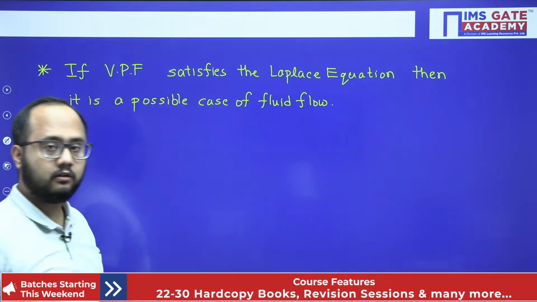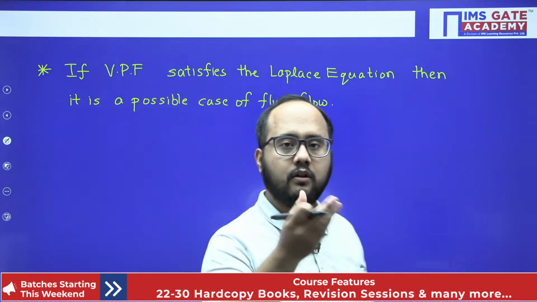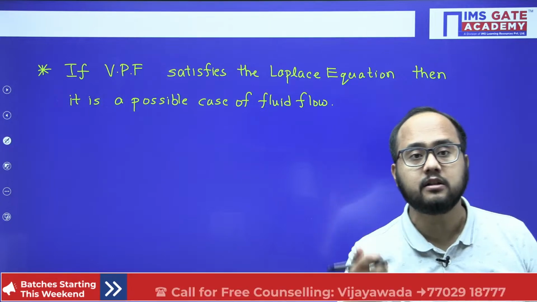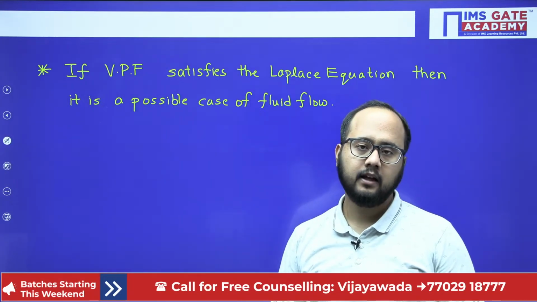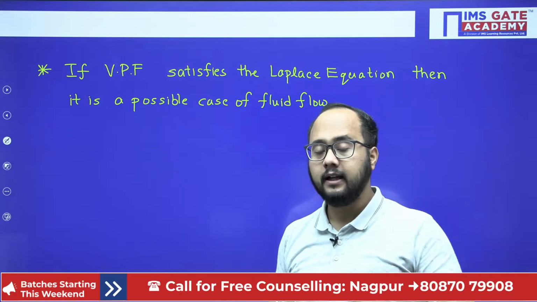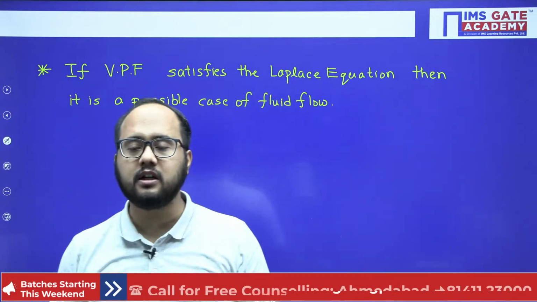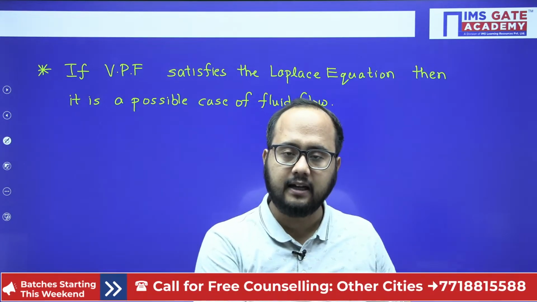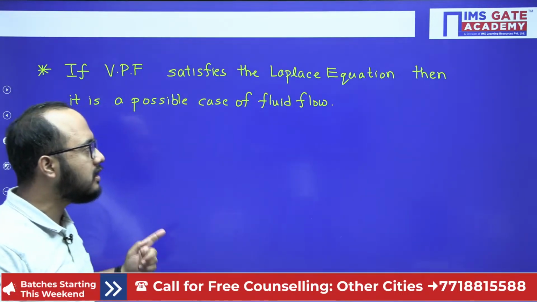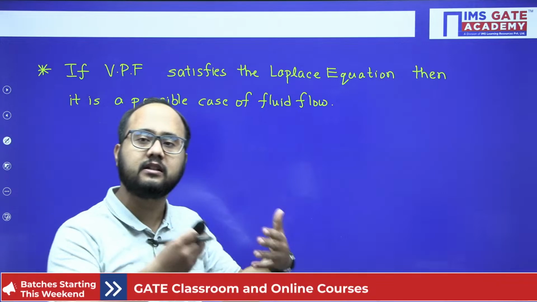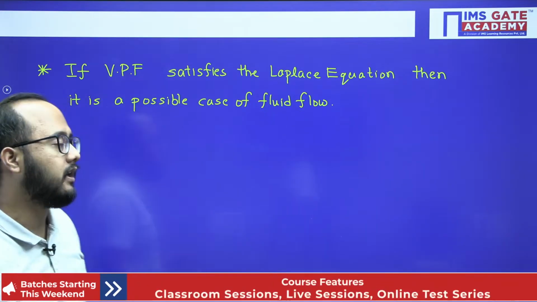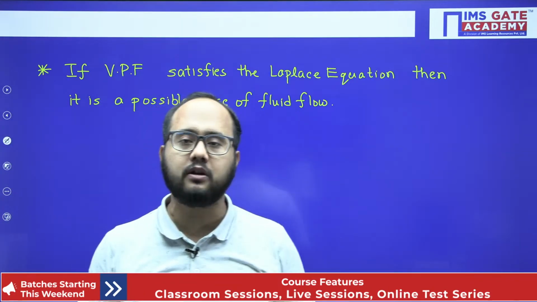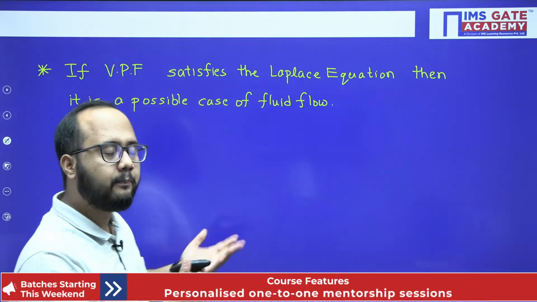Okay, everyone. You need to remember whether the given velocity potential function will exist or not. The existence of the velocity potential function depends upon the Laplace equation. Very, very important point. If it is satisfying the Laplace equation, then obviously it exists and it is a possible case of fluid flow, because if it is satisfying Laplace, it means it is satisfying the continuity equation. That's why we are saying it is a possible case of fluid flow.